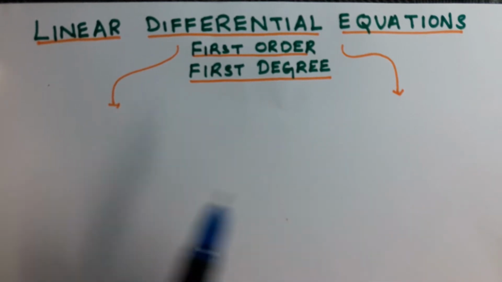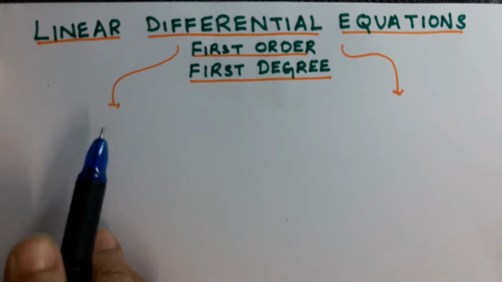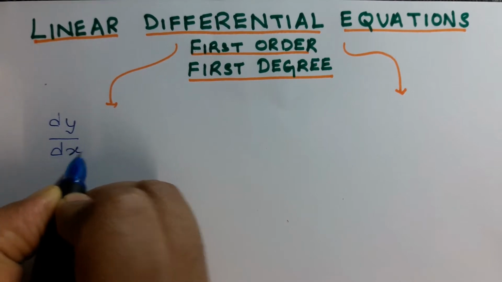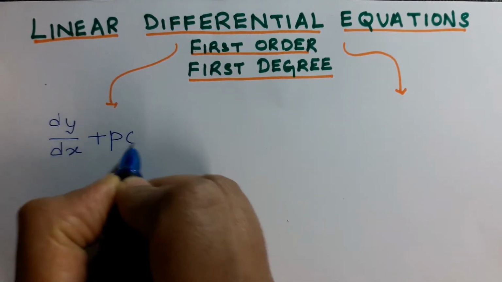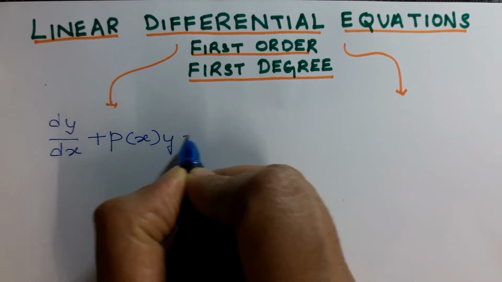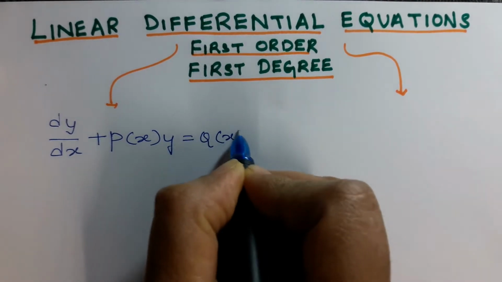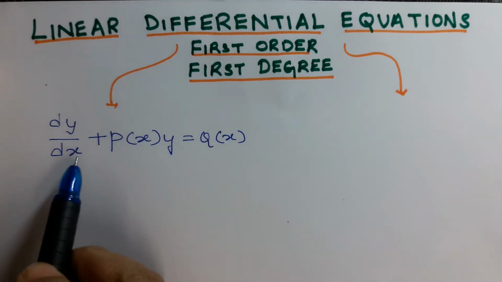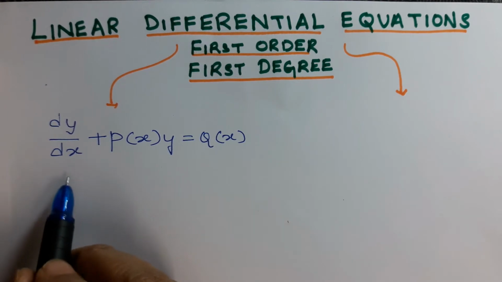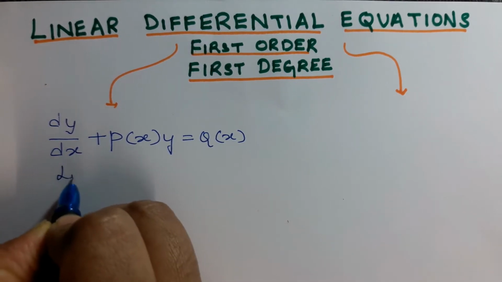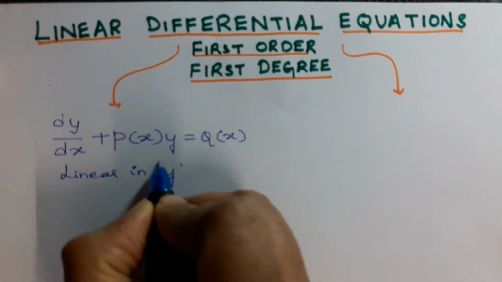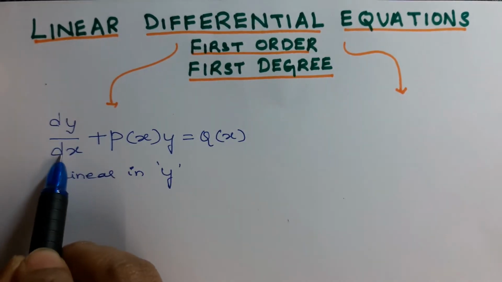Okay. So we generally represent a linear differential equation as dy by dx plus p of x into y is equal to q of x. So this is the general representation of a linear first order first degree differential equation. This linear differential equation is said to be linear in y, because it is expressed as dy by dx.